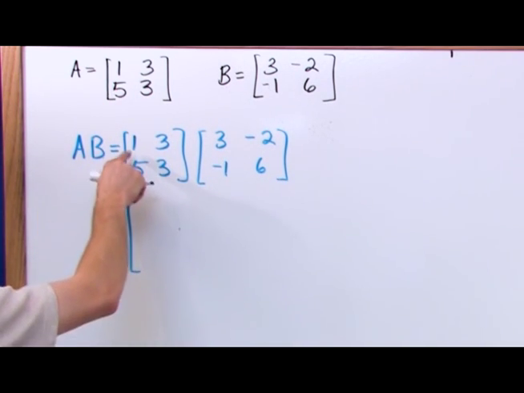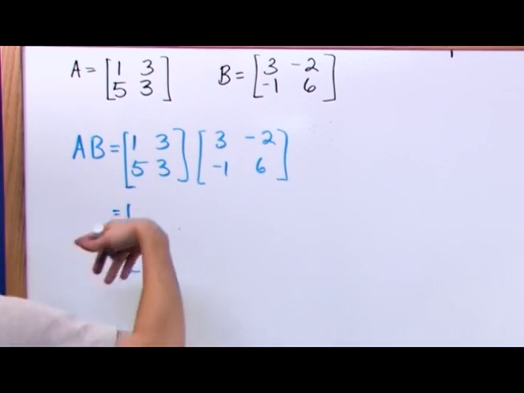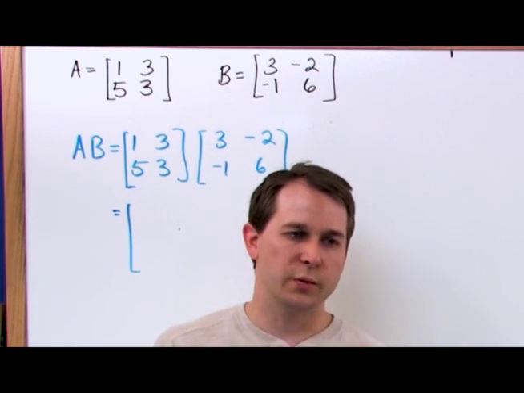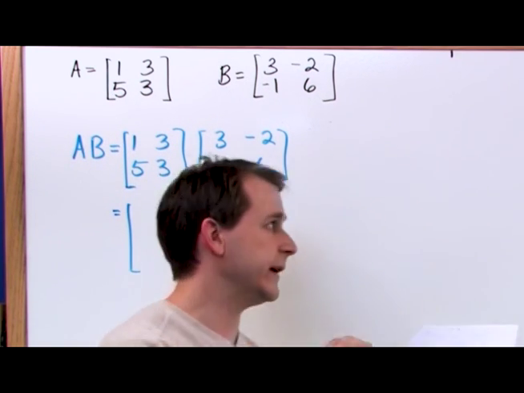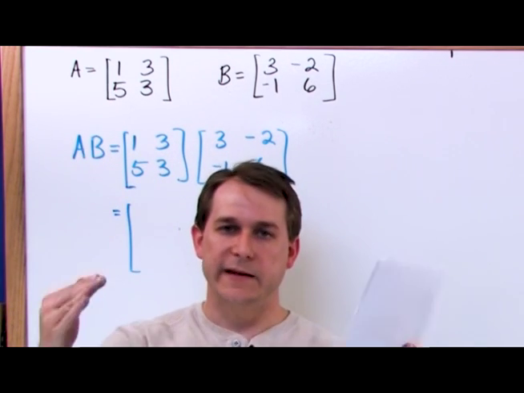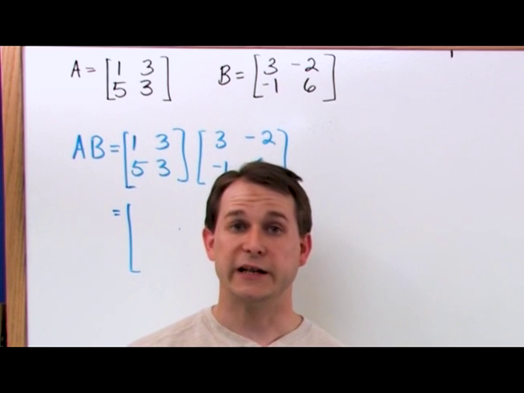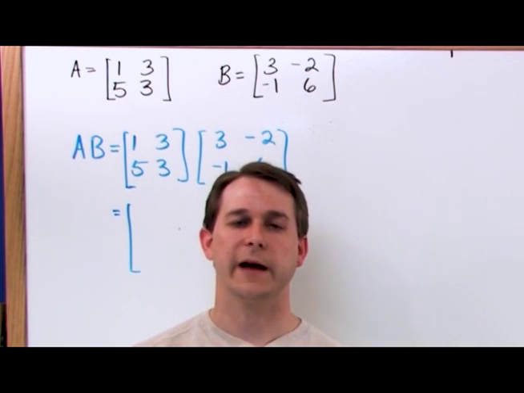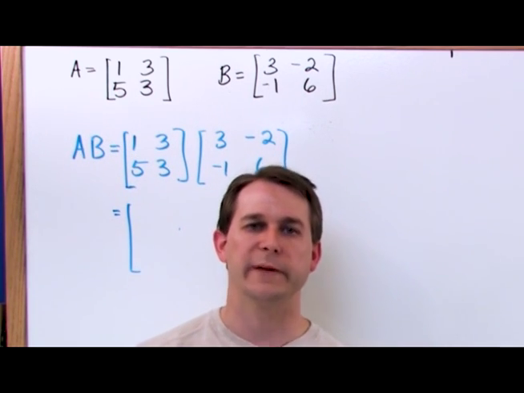For the first position, going over and down, I'm going to have 1 times 3, and up till now, I've been writing it down: 1 times 3 plus 3 times -1. In the next step, I've been doing the multiplication, and in the next step, finding the numbers of the matrix by doing the addition. Hang on to that as long as you need to get comfortable with the patterns, okay?